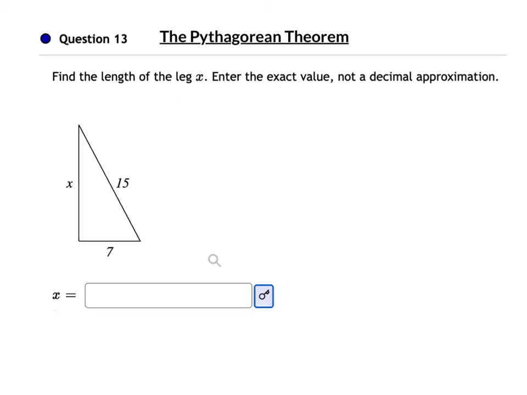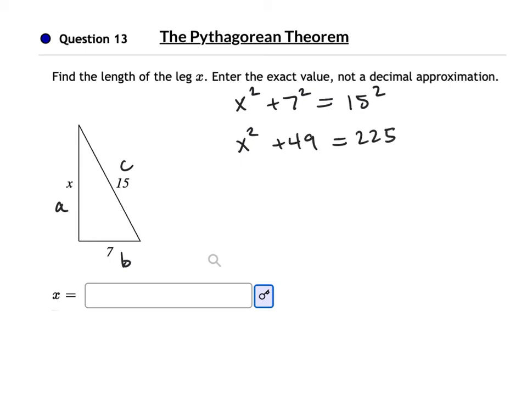Another one in simplest radical form. A squared plus b squared equals c squared. X squared plus 7 squared equals 15 squared. X squared plus 49 is equal to 225. Subtract 49 from both sides, which is 176. Let's find the largest perfect square in 176.